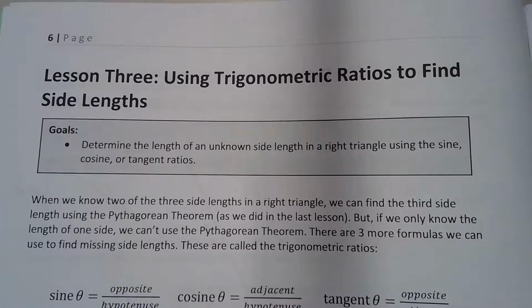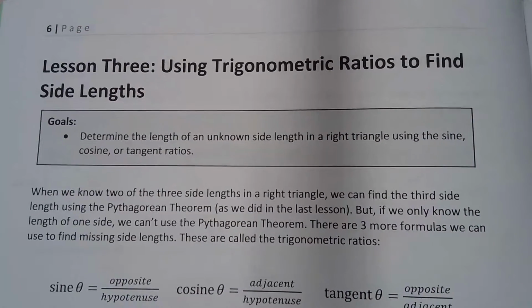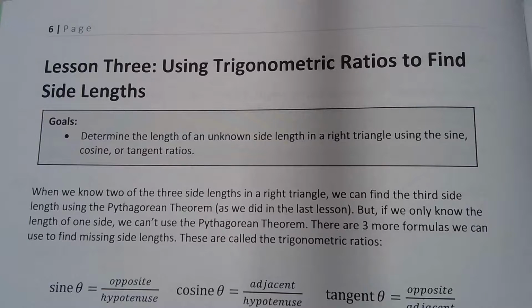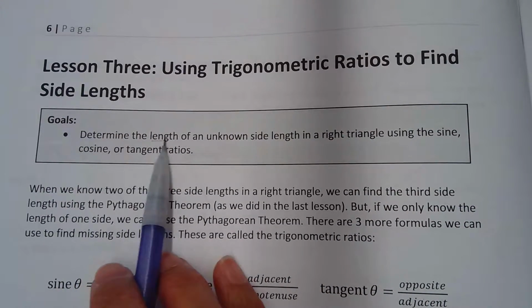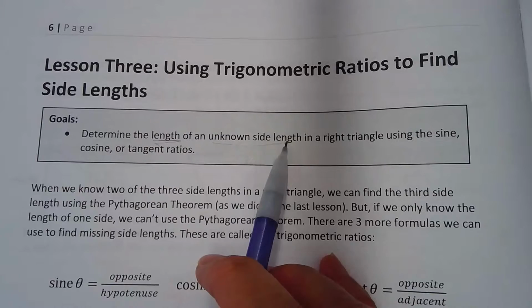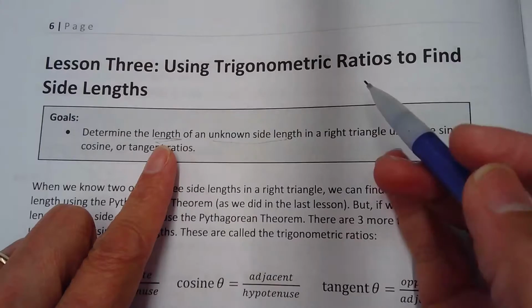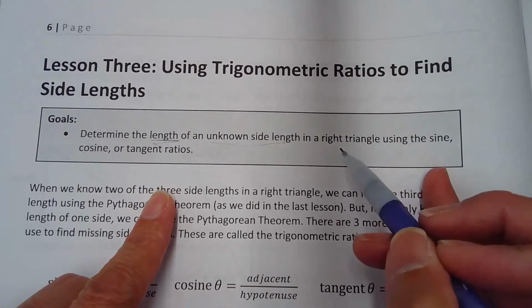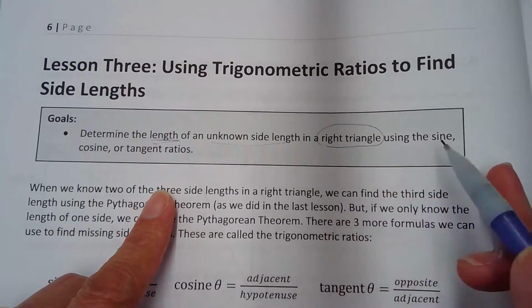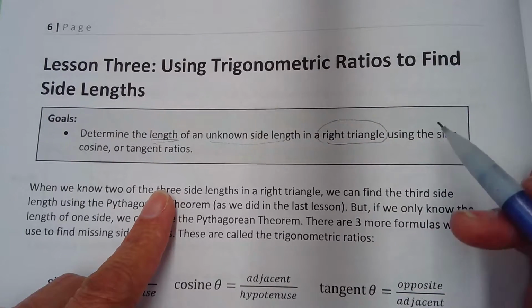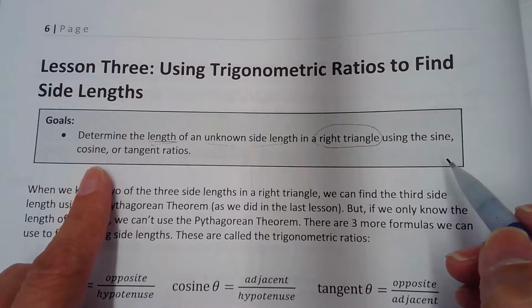Okay, so looking at this one, lesson 3, using trigonometric ratios to find side lengths. Now, our goal is to determine the length of a known side. Okay. So these trigonometric ratios are going to be used only for right triangles. And then we're going to use either the sine, cosine, and tangent.